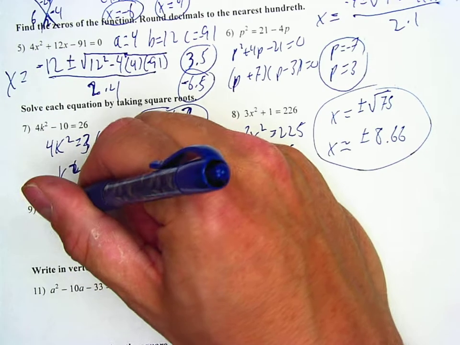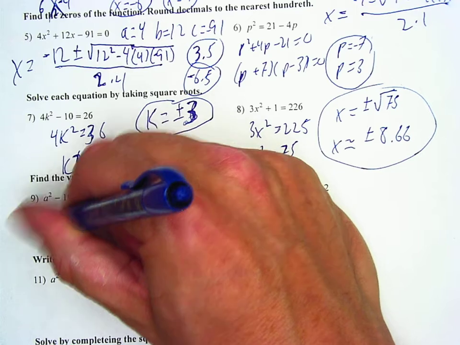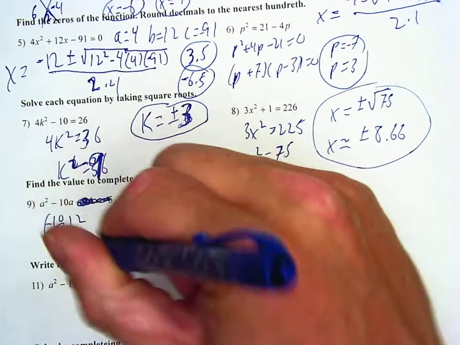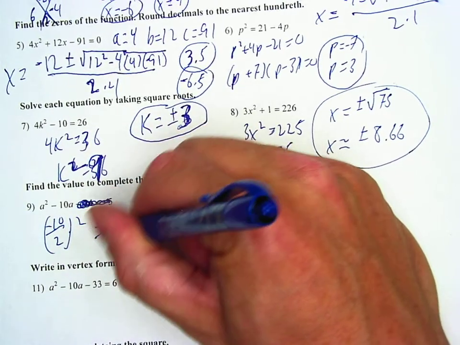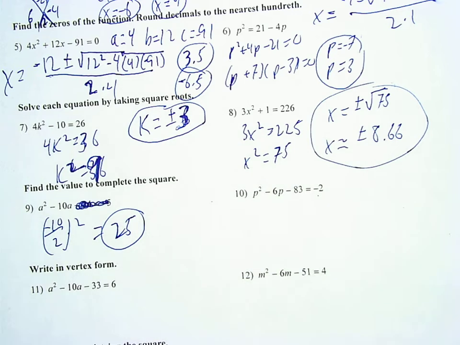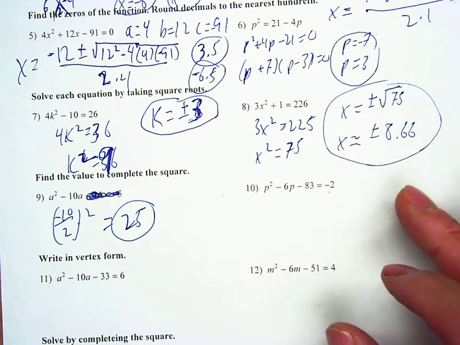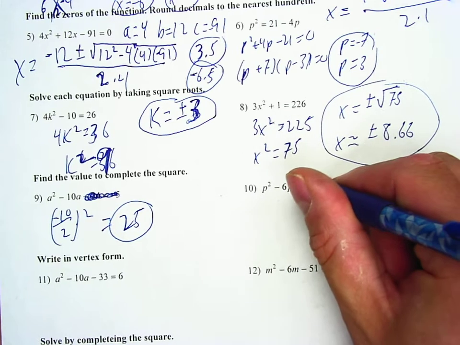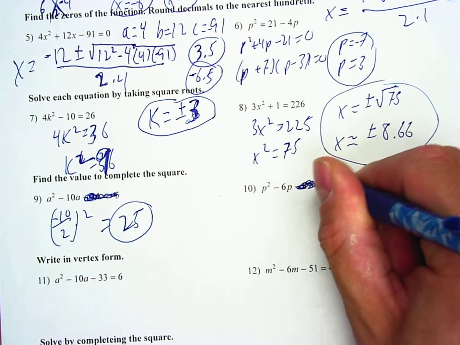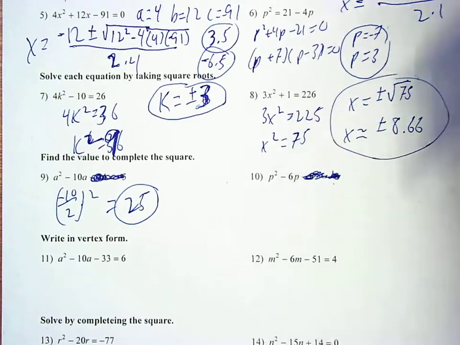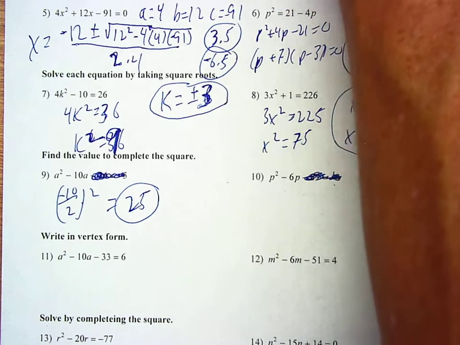So you take half of the middle term, squared. Negative 10 divided by 2, squared, is 25. That's what needs to be added to make this a perfect square. And it would be a minus 5 squared, a perfect square here. Same deal on this one. I took off these last two numbers because they're not important in the problem. I'm not asking you to solve the problem here. I'm just asking you to complete the square.